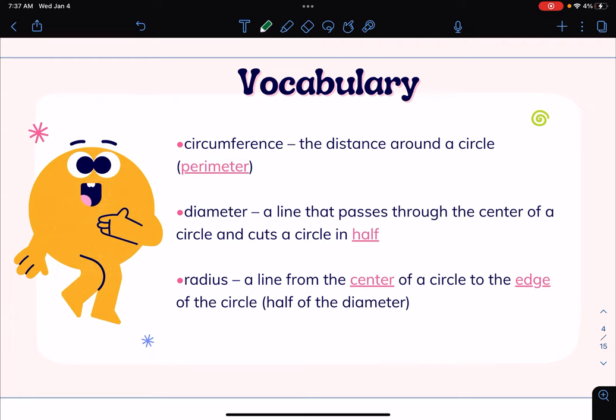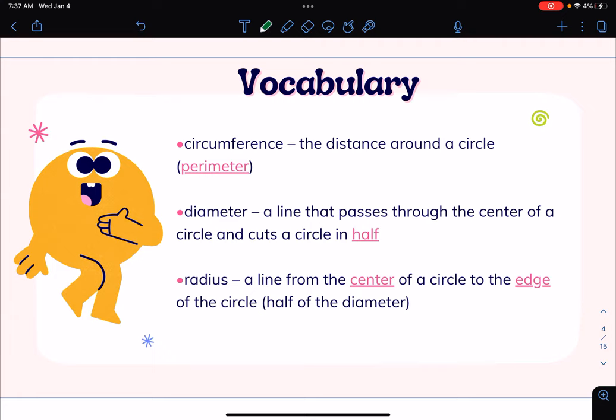So the very first thing you have on your notes is this vocabulary. You're going to fill in your blanks on your vocabulary for your notes. Okay, so you have fill in the blanks, and it is essentially what is underlined on here. So your first word is circumference, the distance around a circle, which is the perimeter. Then you have diameter. So diameter is a line that passes through the center of a circle and cuts a circle in half. Then you have radius.